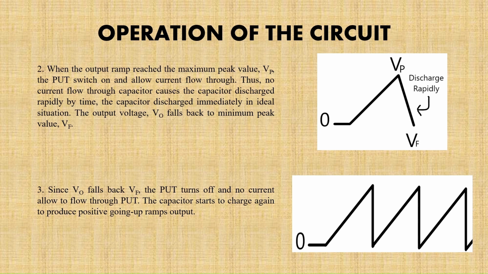Now we read the first diagram at the right side. We can see that the graph decreased drastically to 0 after it reached V peak. This means that the current flowing through the capacitor discharged rapidly.